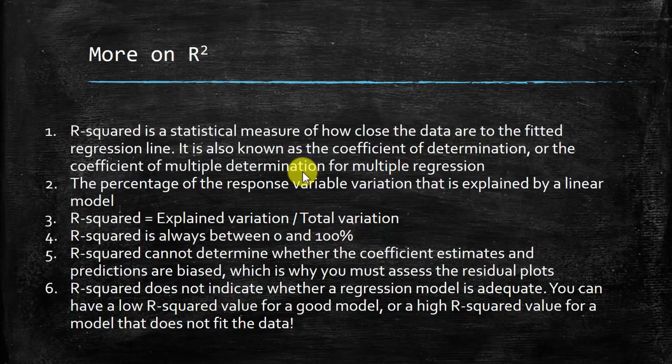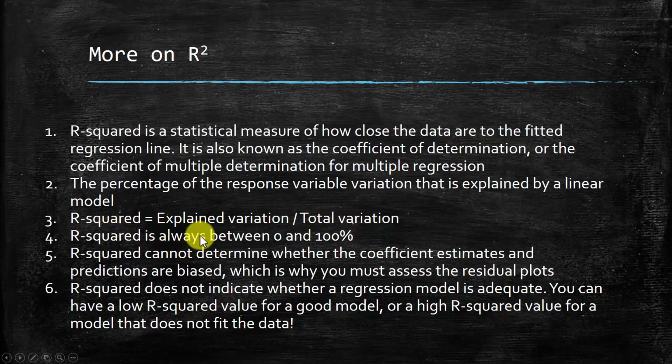Okay, here are a couple other points about R squared. I'm just going to read these real quick. R squared is a statistical measure of how close the data are to the fitted regression line. It is also known as the coefficient of determination, or the coefficient of multiple determination for multiple regression. Again, proportion of variance explained: the percentage of the response variable variation that is explained by a linear model, which we explained earlier. So explained variation divided by total variation.